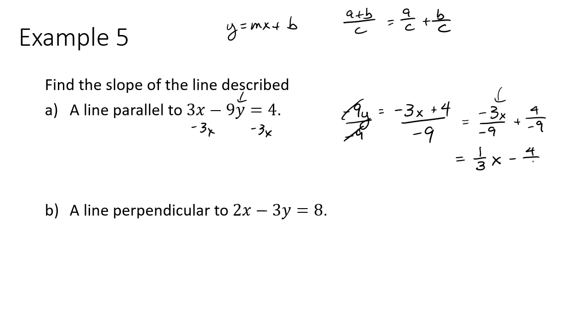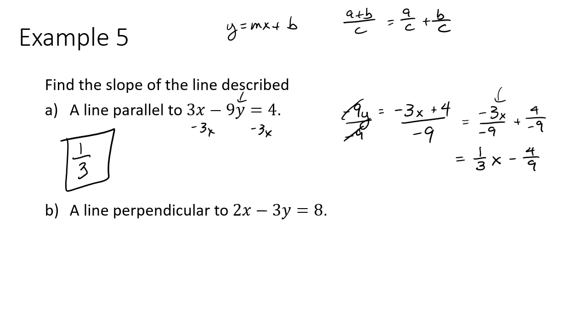And this is just a -4/9. But honestly, this doesn't matter to us at all right now. All we cared about was the slope. So if the slope of this line is 1/3, what about the line parallel? Well, since parallel lines have the same slope, it would also have to have a slope of 1/3.